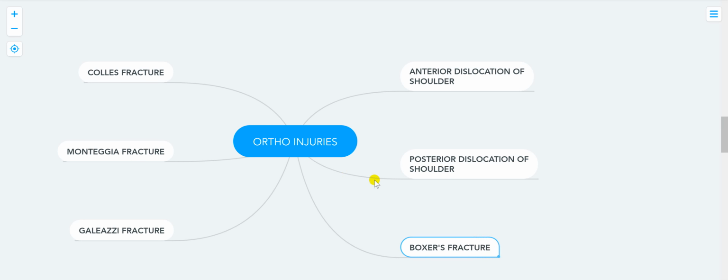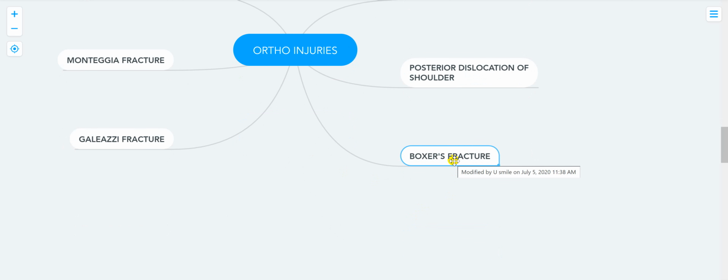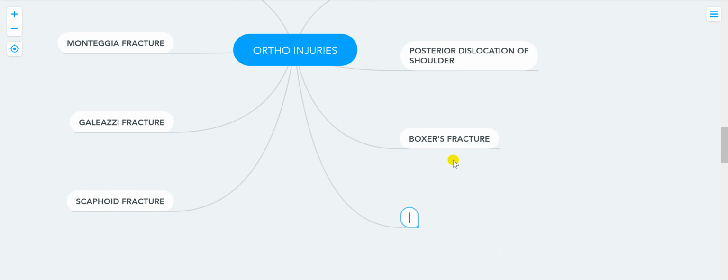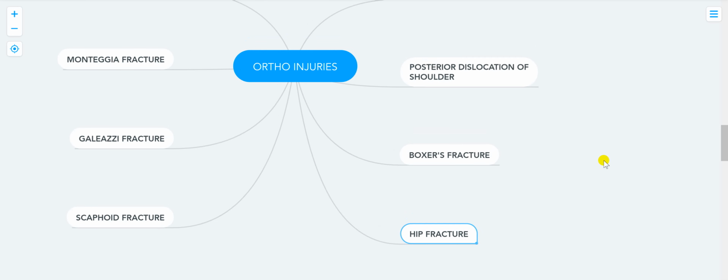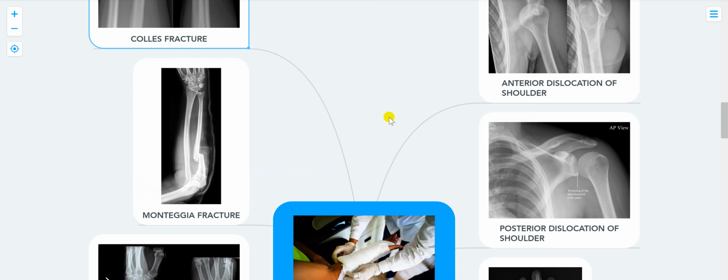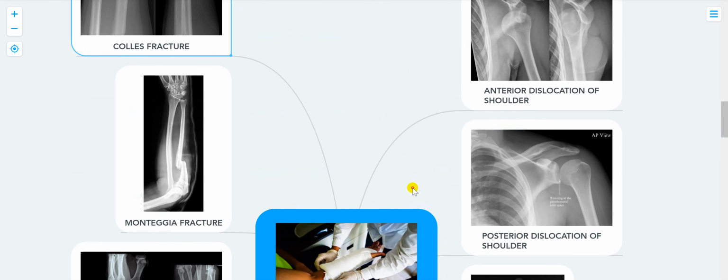Scaphoid fracture, and we will be talking about hip fracture. Now we will have a visual representation of each fracture, and we will discuss each one of them. Okay, now we have pictures for each one of them.